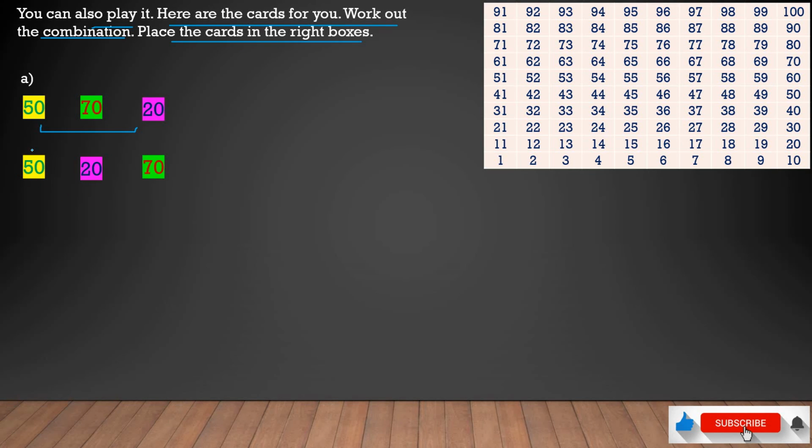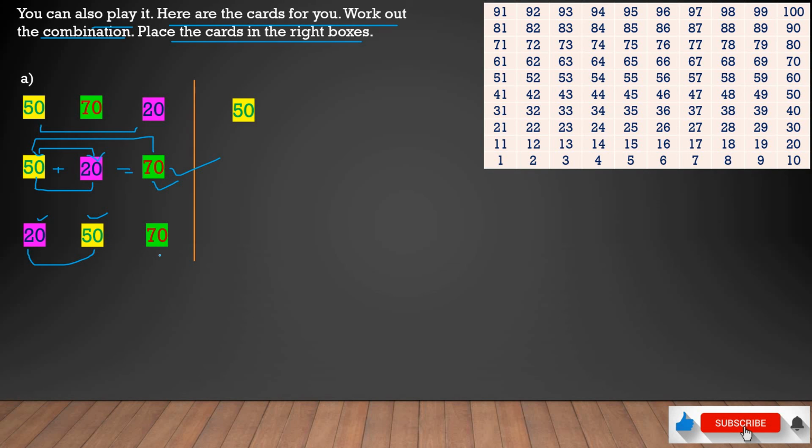If you arrange these cards in this order, 50, 20 and 70, you can see these two numbers are smaller than 70. So if you add these two numbers, we get 70. 50 plus 20 will give us 70. This is one way. Another way is, as we have seen in the previous slide, 20 plus 50 or 50 plus 20 will give us the same answer, right? So here we just interchange the position of 50 and 20. So 20 comes here, 50 here, and if you add these two numbers, we'll get 70.